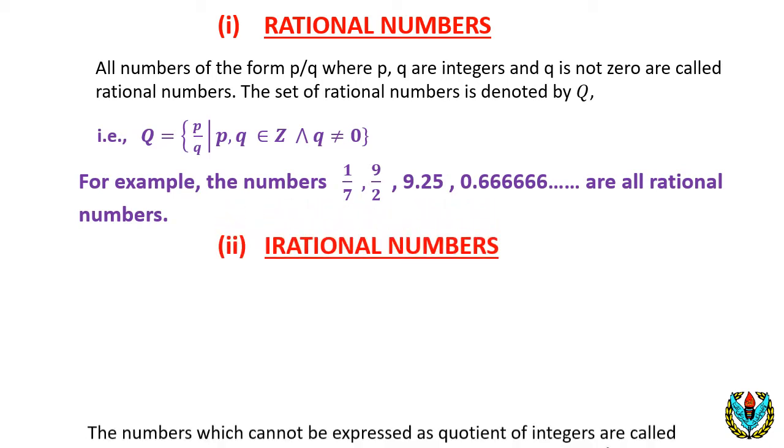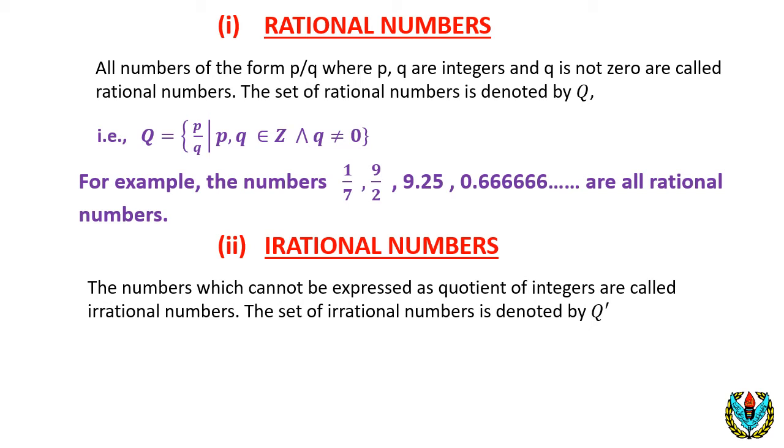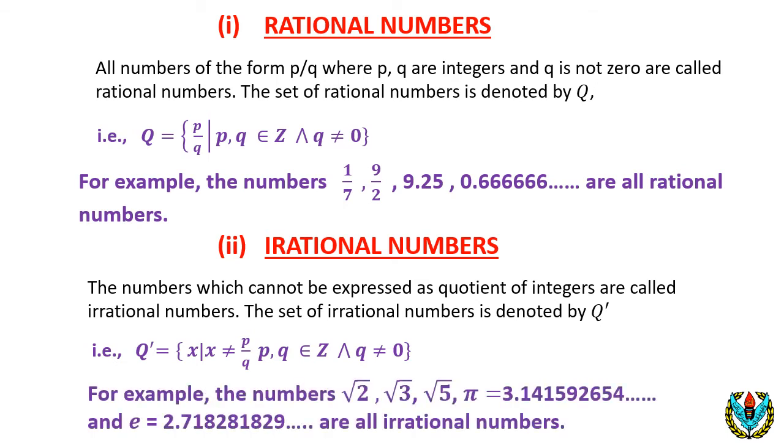Number 2. Irrational numbers. The numbers which cannot be expressed as a quotient of integers are called irrational numbers. The set of irrational numbers is denoted by Q dash, that is Q dash is equal to x such that x is not equal to p over q, where p and q belong to Z, that is the set of integers, and q is not equal to 0.